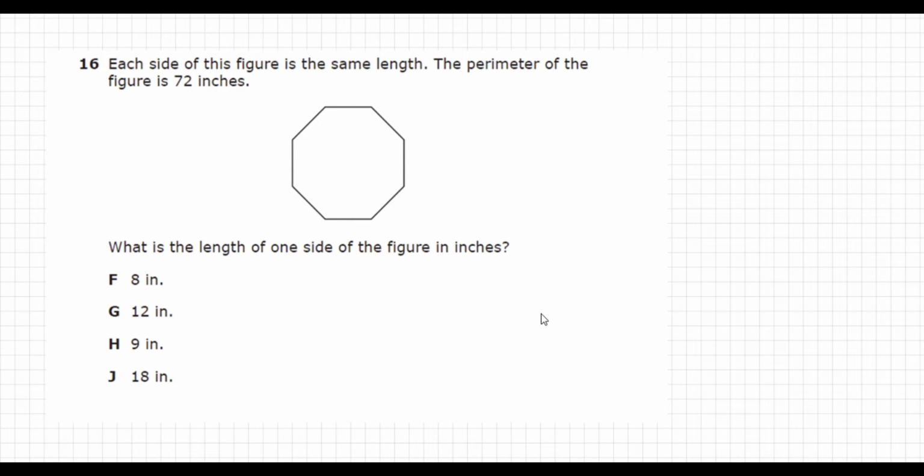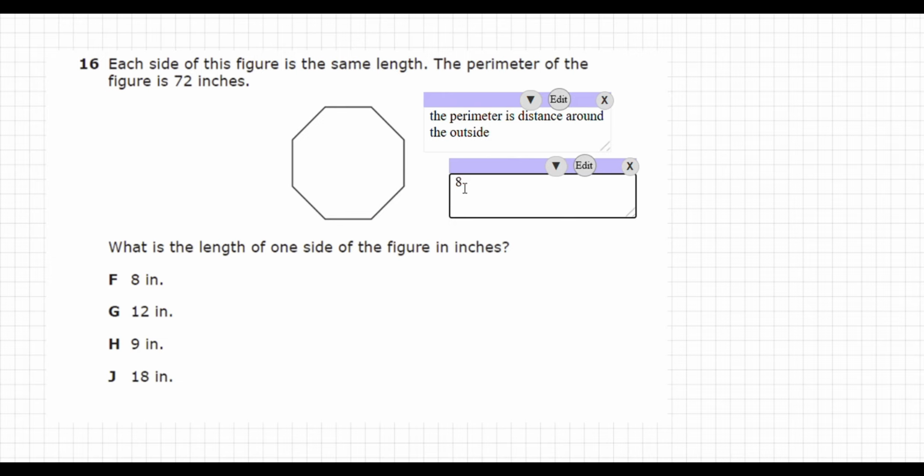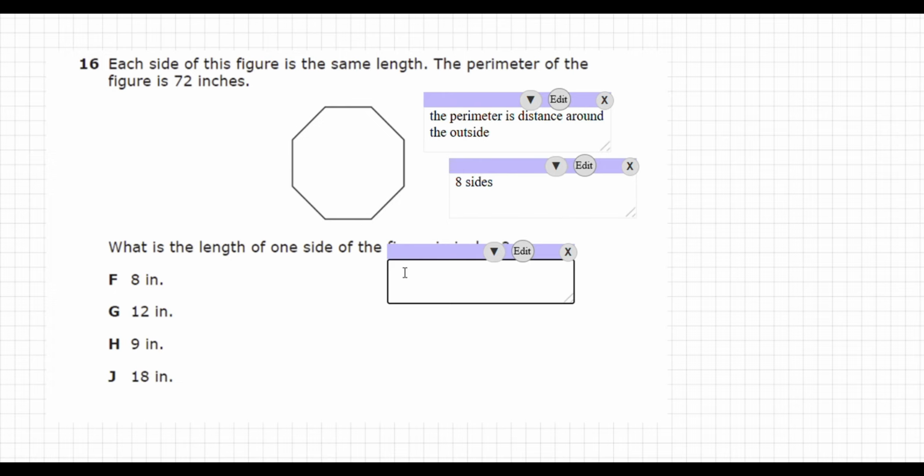Question number 16. Each side of this figure is the same length. The perimeter of the figure is 72 inches. What is the length of one side of the figure in inches? The perimeter is the distance around the outside. There are 8 equal sides of an octagon. So the length of one side of the figure is 72 divided by 8 equals 9. H is the correct answer.